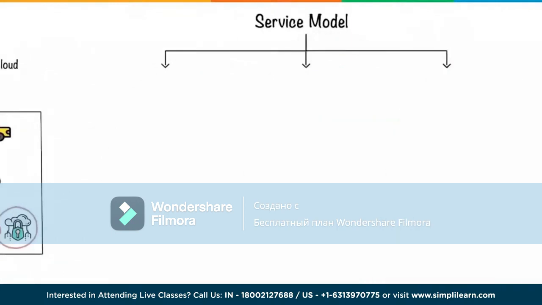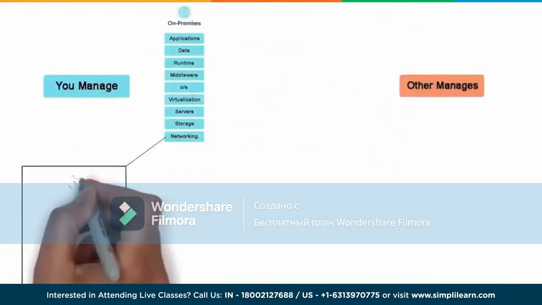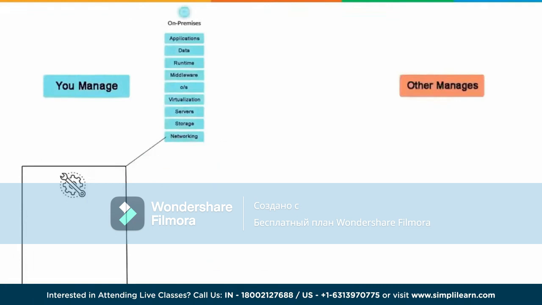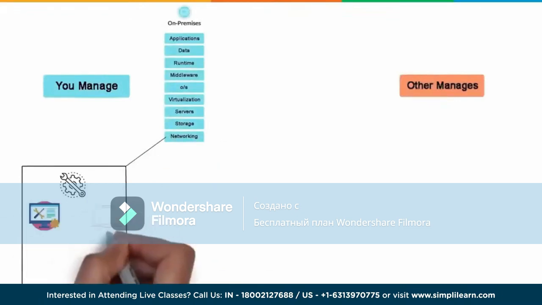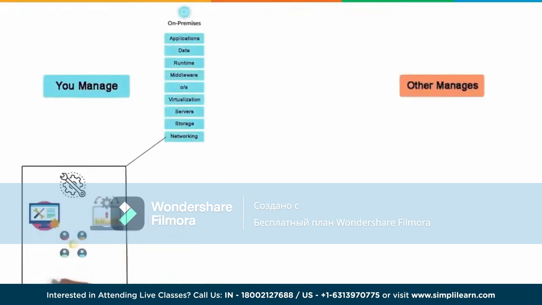Next, let's have a look at the service models. There are three major service models available: IaaS, PaaS, and SaaS. Compared to on-premise models, where you'll need to manage and maintain every component, including applications, data, virtualization, and middleware, cloud computing service models are hassle-free.